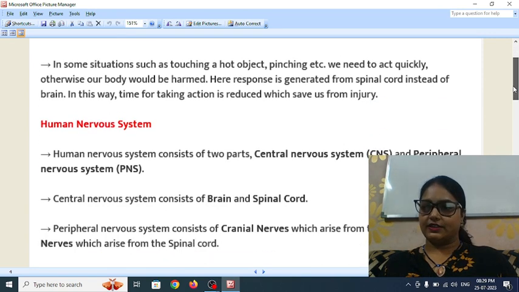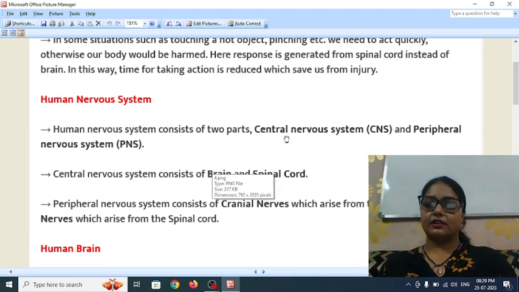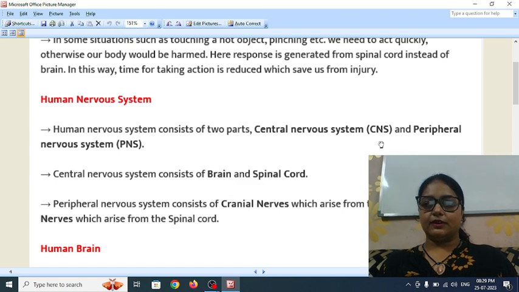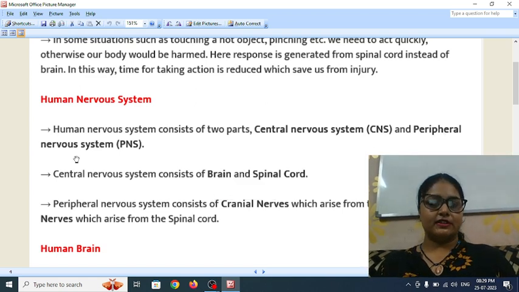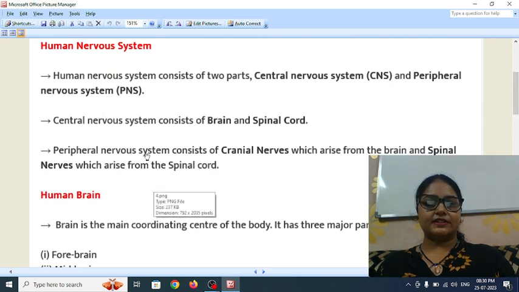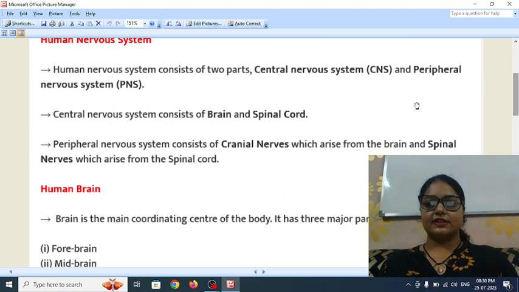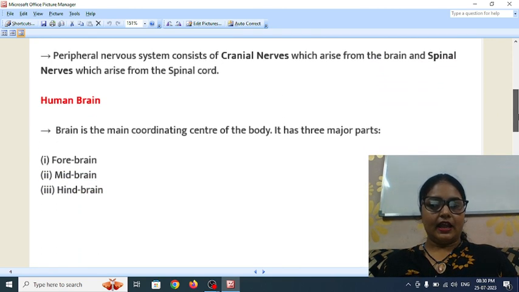Now, the human nervous system. The human nervous system consists of two parts: the central nervous system, denoted by CNS, and the peripheral nervous system, denoted by PNS. The central nervous system consists of the brain and spinal cord, and the peripheral nervous system consists of the cranial nerves, which arise from the brain, and the spinal nerves, which arise from the spinal cord. It means our nervous system basically consists of two types: the central nervous system and the peripheral nervous system.